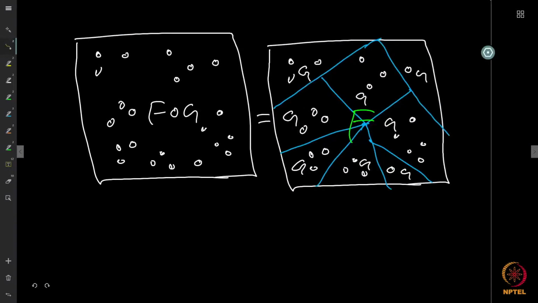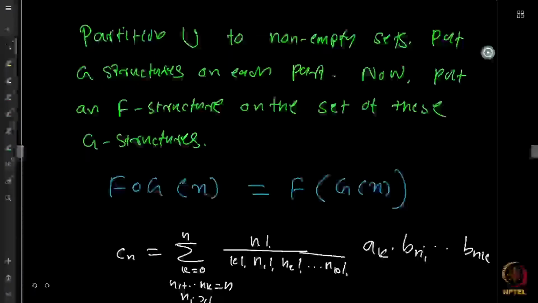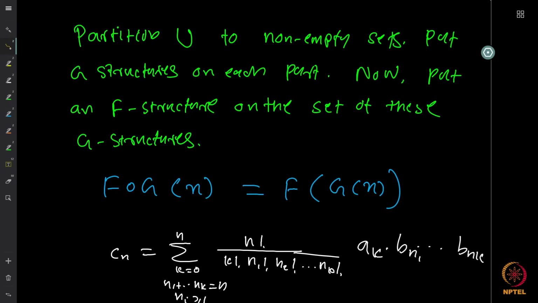Now another way to represent this is the box representation of F composition G, which is basically you partition the set into different parts, then put G structures on each, and then on these G structures you put an F structure, right? So the same thing. So what we are saying is that partition U into non-empty sets, put G structures on each part, now put an F structure on the set of these G structures. That is, F composition G of X is equal to F of G of X.